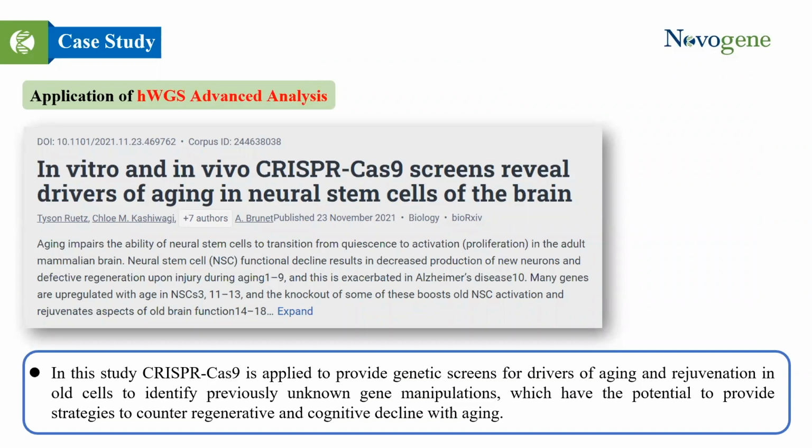For the next article, this article is an example of the application of human hWGS advanced analysis. In this study, CRISPR-Cas9 from Novogene is applied to provide genetic screens for drivers of aging and rejuvenation in old cells to identify previously unknown gene manipulations, which have the potential to provide strategies to counter the regenerative and cognitive decline with aging.